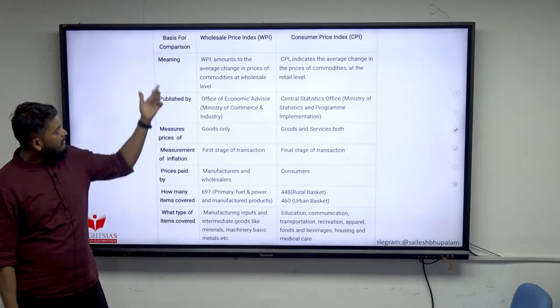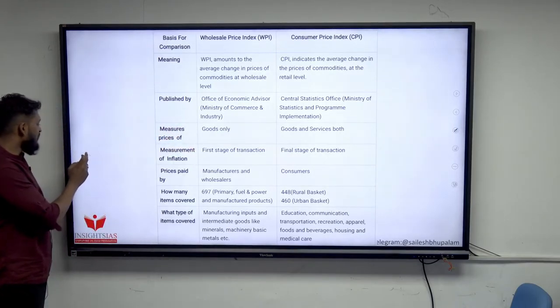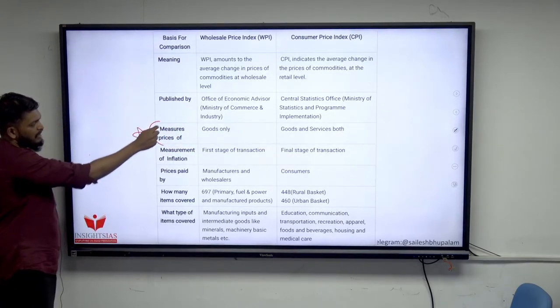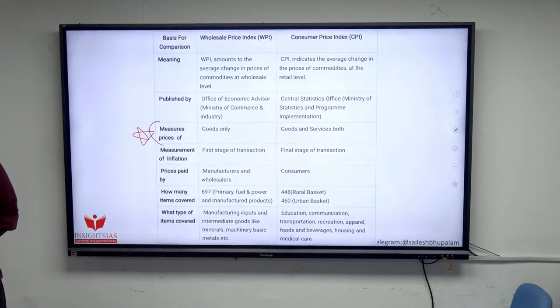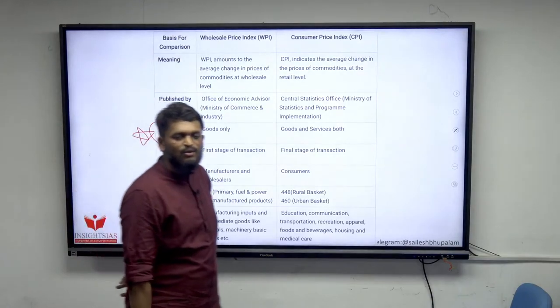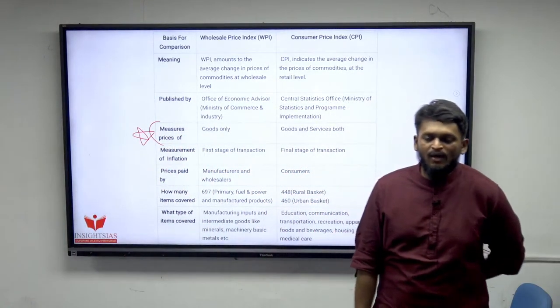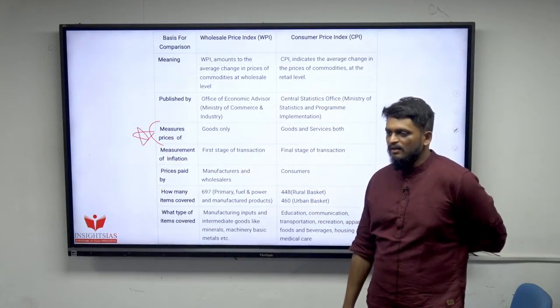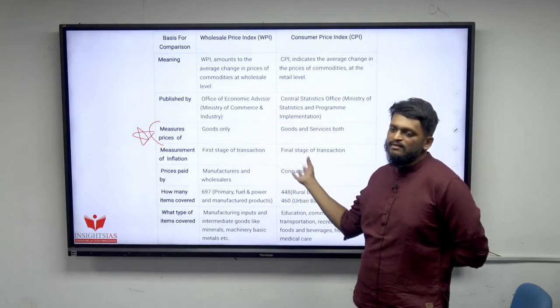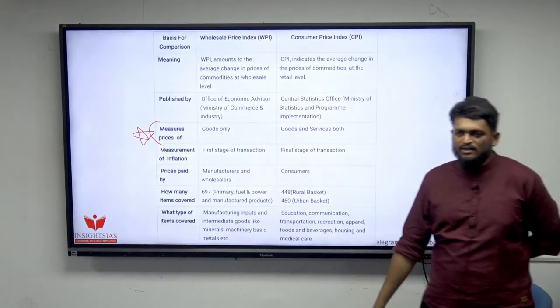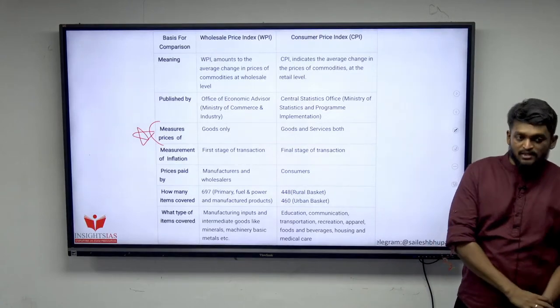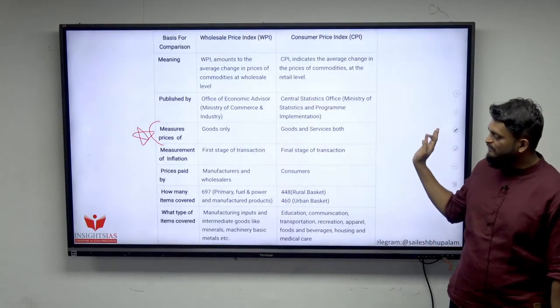Then here, one important aspect that can be asked in prelims, this part is important. WPI measures only goods, and CPI measures both goods and services. It is very rare that services are sold in wholesale. You can't buy 100 doctor consultations at once. So you can remember it like this: in wholesale mostly only goods are sold, whereas in CPI, goods and services both are there.